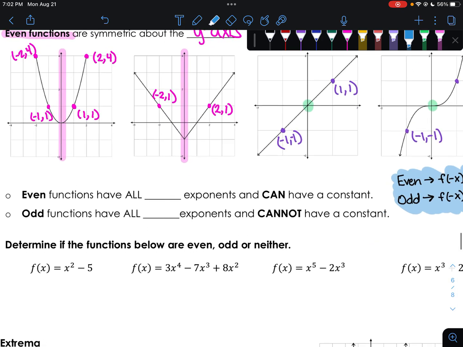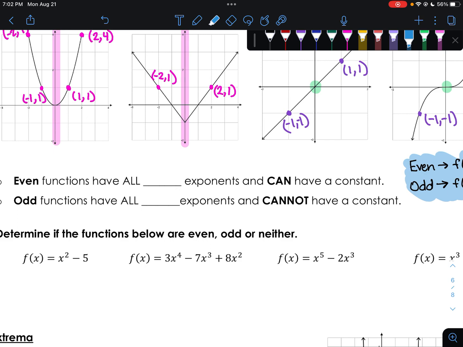But what we're going to focus on is that even functions are going to have all even exponents. So 2, 4, 6, 8, 10. But they are allowed to have a constant. A constant is a number without a letter. So when we see one, I will make sure that I point it out. And an odd function is going to have all odd exponents. Okay, and they are not allowed to have a constant.